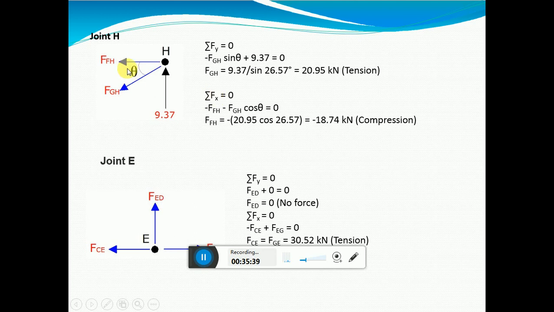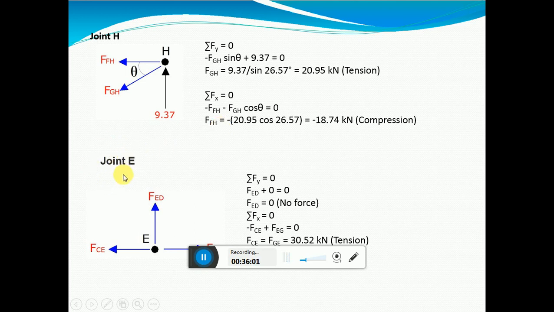Summation Fx is equal to 0, that is minus FFH minus FGH cos theta is equal to 0. FGH you have already found out, this one, substitute there, and find out FFH.